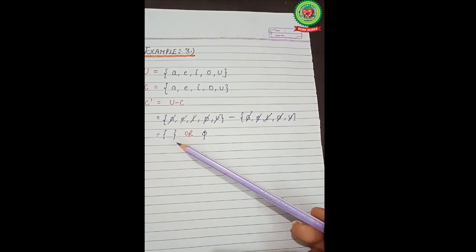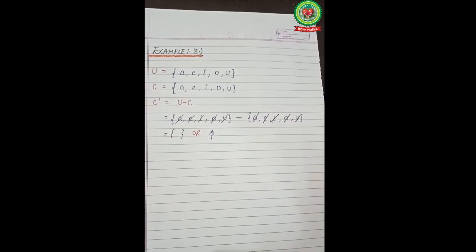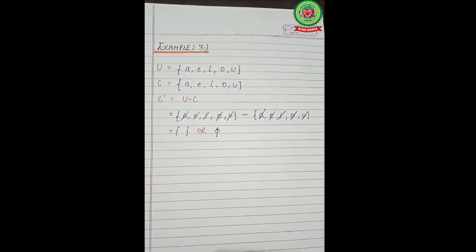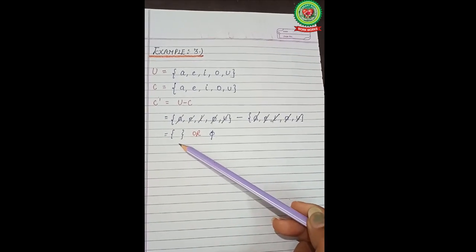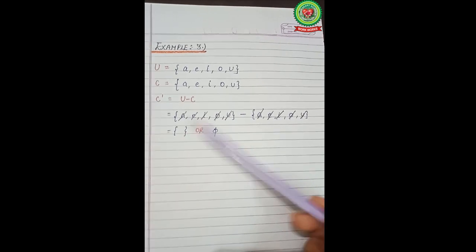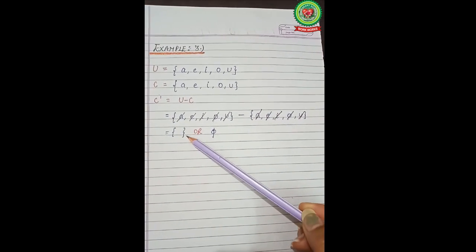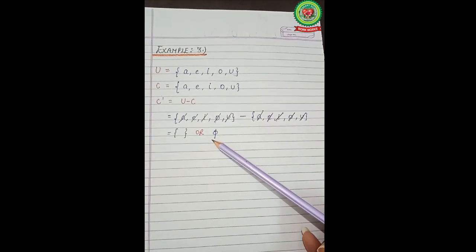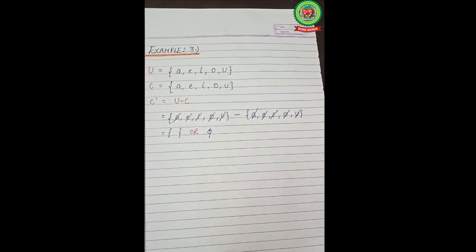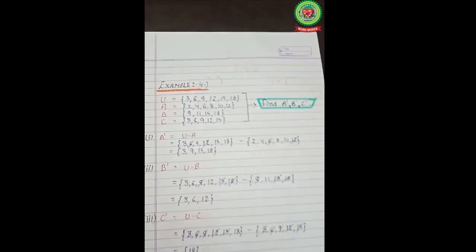So now you are left with what? You are left with nothing. So in what way will you represent this? You will represent nothing with an empty bracket, or simply you can write phi. So this will be called your empty set, null set or void set. Clear? So next we can take another example also. This is a very easy example.